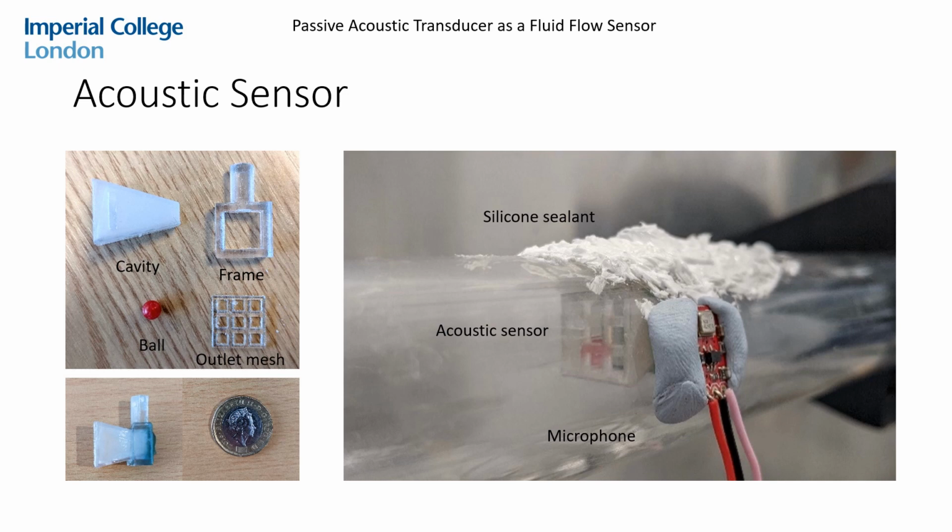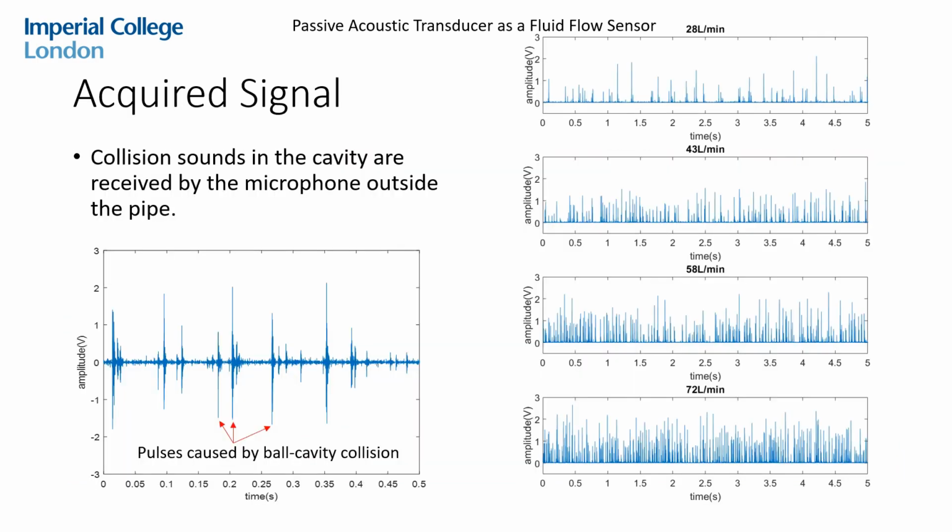And on the right, the sensor is fitted into the pipe of our calibrated lab flow rig and sealed with silicone sealant. And we use a simple analog contact microphone and mounted it on the pipe wall surface. And we use an oscilloscope to acquire the analog signal of the microphone when we pump water into the rig.